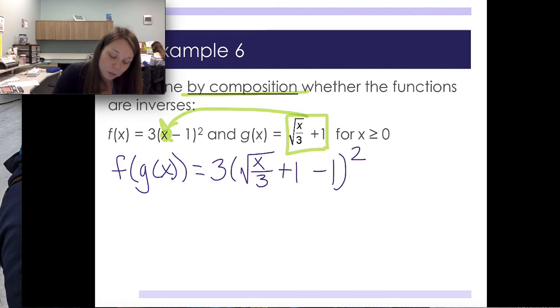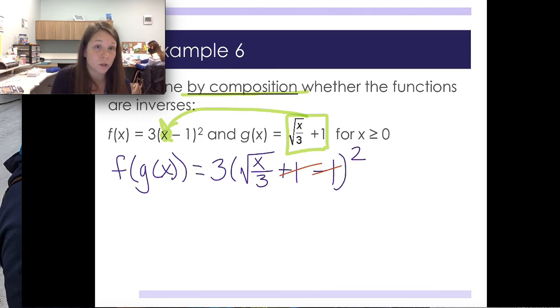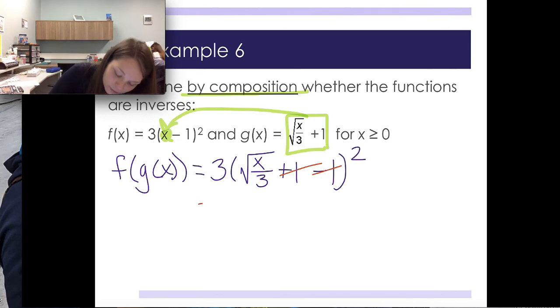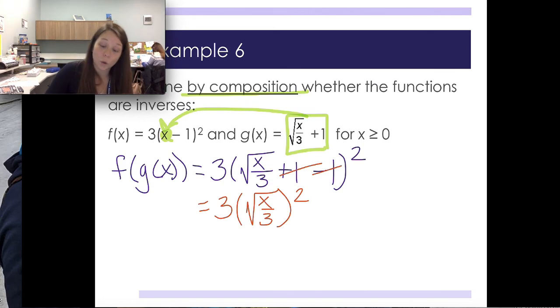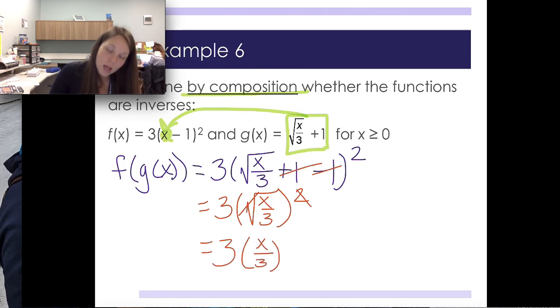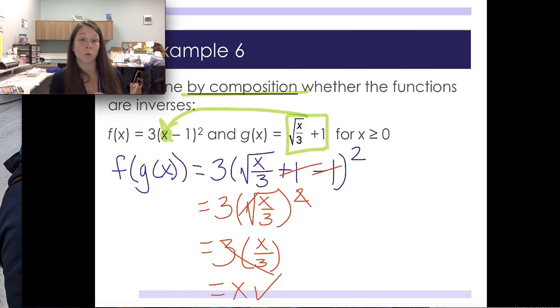Now I'm going to begin simplifying. The plus 1 and minus 1 just gives us 0, so that cancels out. I'm left with 3 times (square root of x over 3) squared. Square rooting and squaring are inverses, so those cancel. So I'm left with 3 times x over 3. And when you multiply a fraction by its denominator, that cancels, and it leaves us with just x. So we've done this the first way, plugging g into f, and everything simplifies down to just x.